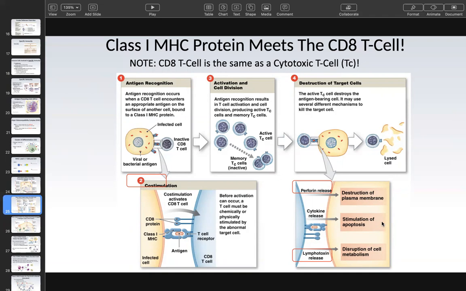So by destroying this infected T cell, let me backtrack, this infected human cell, then we're nipping the problem earlier on. Yes, we sacrifice an infected human cell, but it is a small price to pay in order to protect other human cells from potentially becoming infected by the same pathogen. So the bottom line here is that MHC1 meets the CD8 cytotoxic T cell.